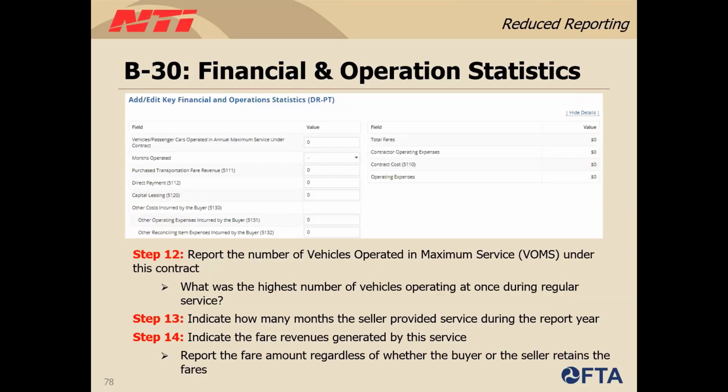There are several parts of the key financial and operating statistics section. First, you will report the number of vehicles operated in maximum service, or VOMs. This should represent the highest number of vehicles operated at any given point during the year, excluding special events or atypical service days. Then you'll indicate how many months the seller provided the service during the year. Next, you'll report the amount of fare revenues generated by the service. You should report the total amount of fares collected regardless of whether the buyer or seller retains the fares.